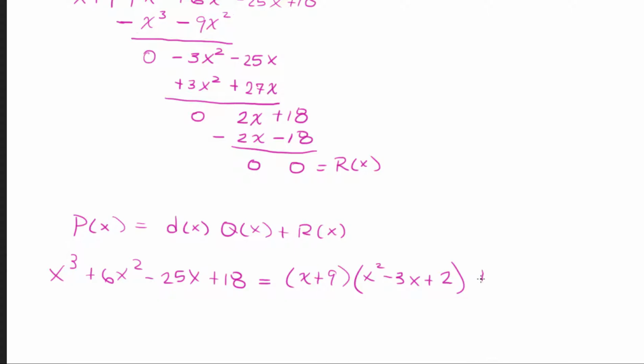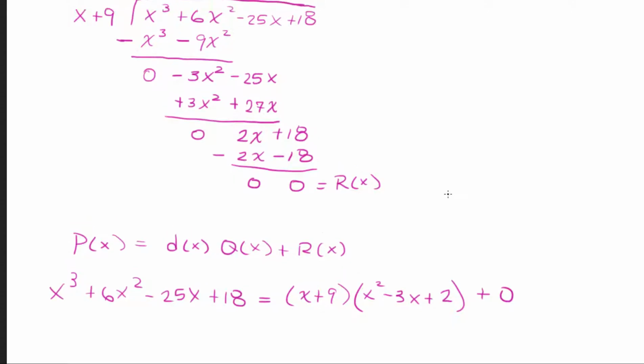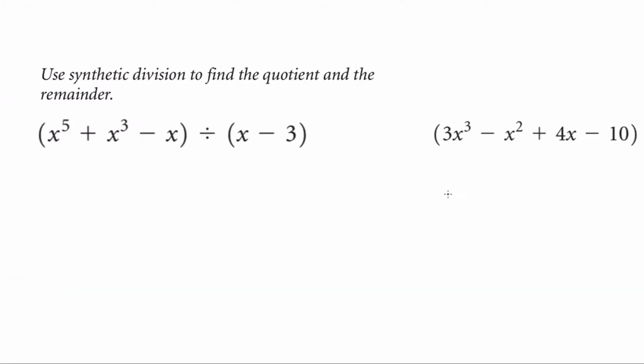And then plus your remainder, which is 0. Now, this is what is being asked for in this question. Now let's go ahead and use synthetic division. Synthetic division is a much faster process, okay? But it only works, and this is like the disclaimer, when you're dividing by linear factors. It will not work for higher degrees than 1, okay?